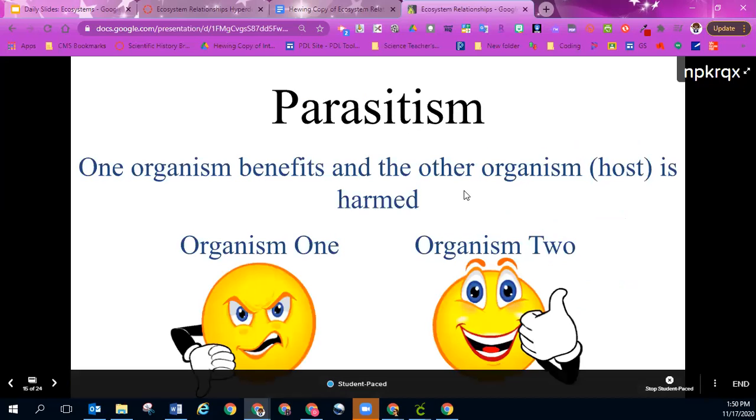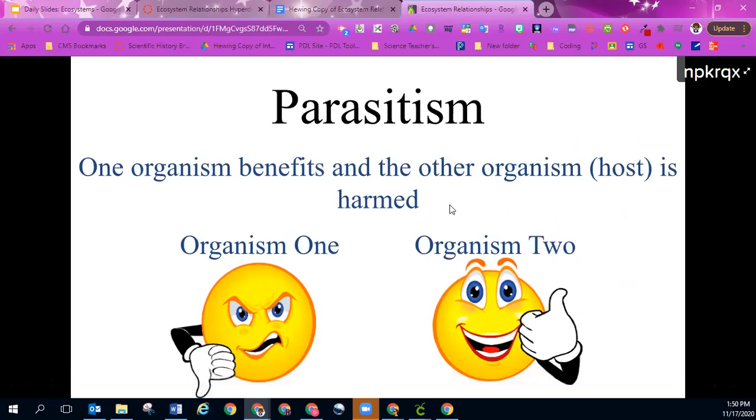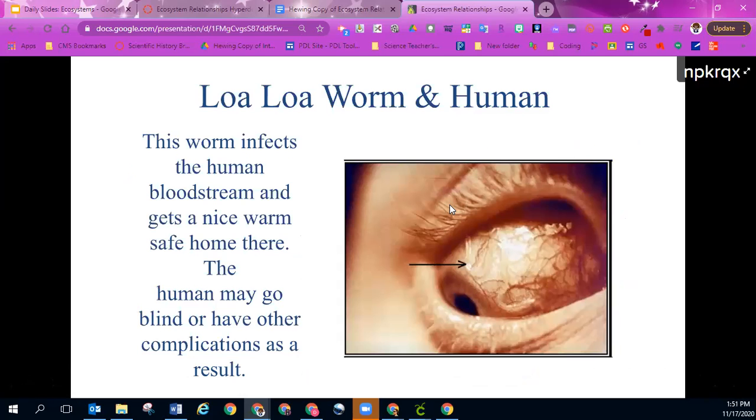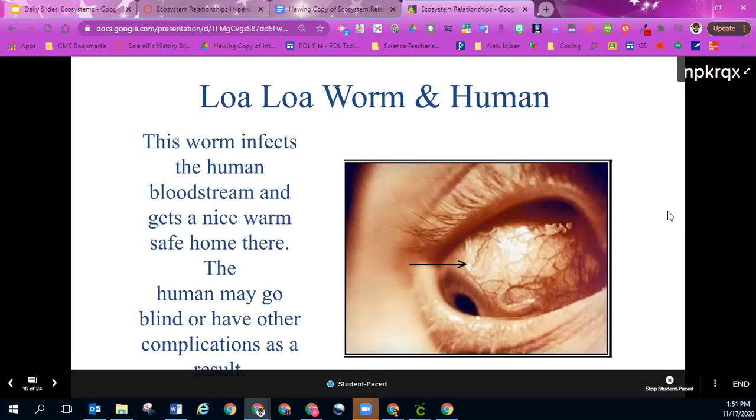Our next one is going to be parasitism. This is where one of the organisms is going to be harmed and the other one is not. So you have a loa loa worm and a human. This loa loa worm does infect human bloodstreams, and it can travel all the way up to the eye of the human. We're still with the eyes, really. So with our worm, the worm itself is going to benefit from feeding on the human, or the host. The human can end up going blind, or it can have other complications just from the worm being in the eye. So it can be problematic.